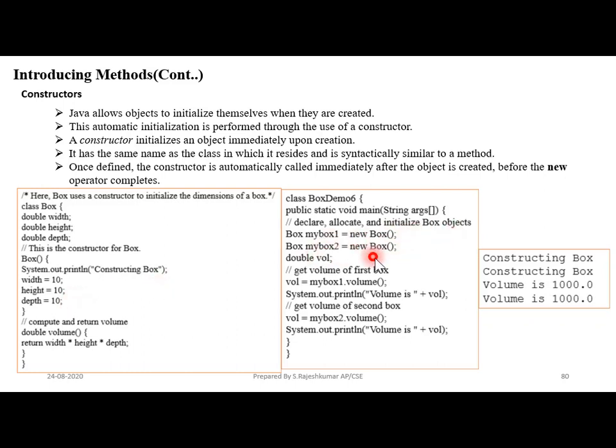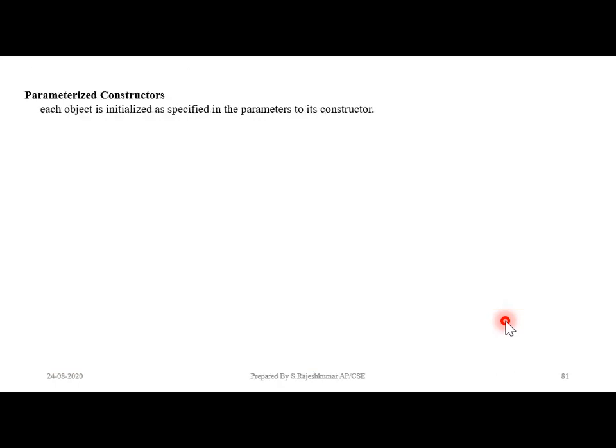Likewise, when the second object is created, it automatically goes to the box constructor and is executed once. So constructing box is printed a second time here, and once again it assigns the same values to width, height and depth. Based on that, the volume will be calculated as thousand. Are we able to understand this program? So this is about the constructor with no parameters.